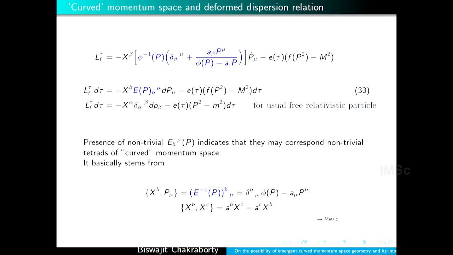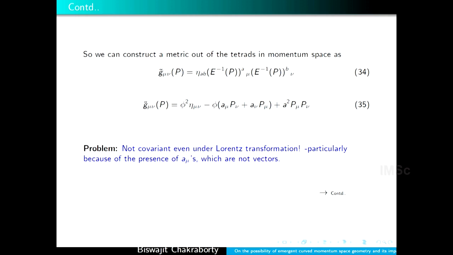Okay. So this helps us to construct a metric. I interpret it as some sort of a tetrad and construct a metric out of the tetrad in momentum space, and I call it G mu nu tilde, eta AB E inverse P A mu E inverse P B mu. Upon simplification, it takes this form. This form is quite nice. It is symmetric under mu nu, everything very nice.